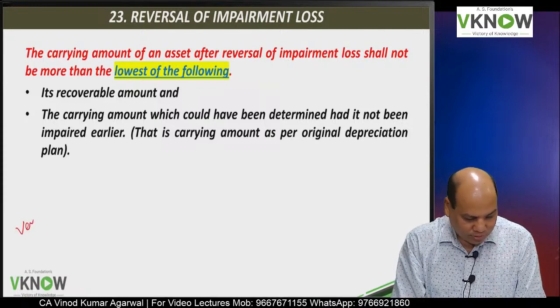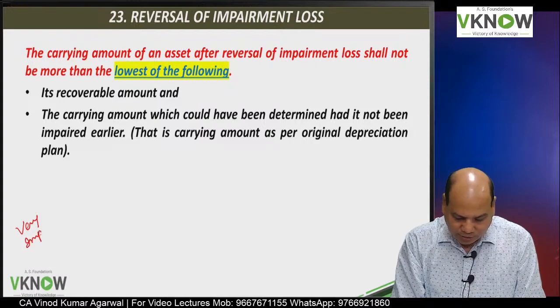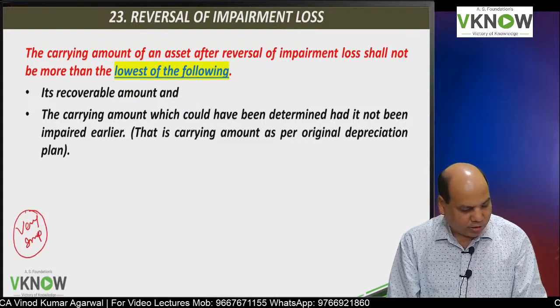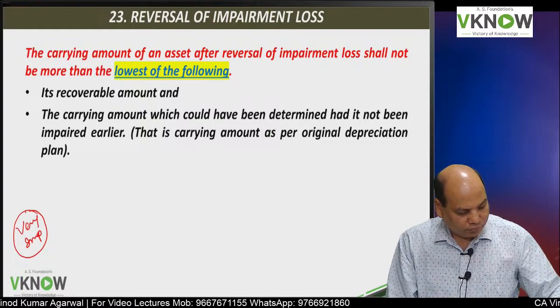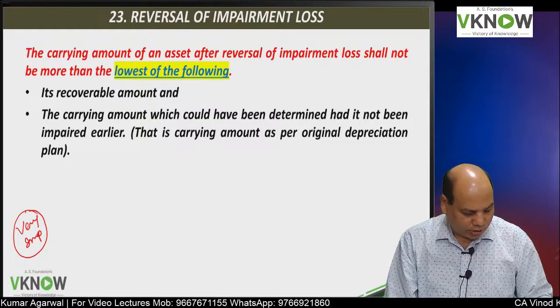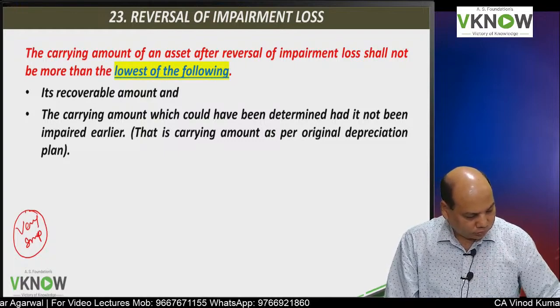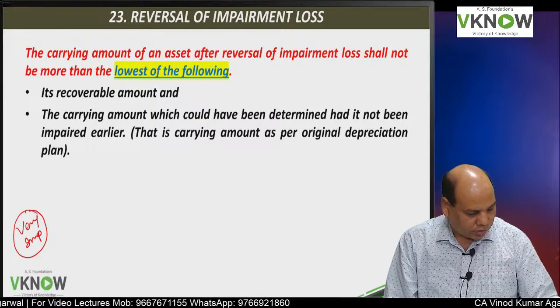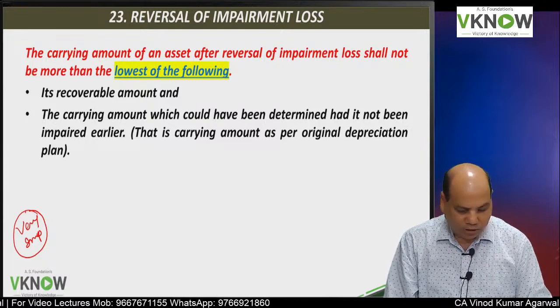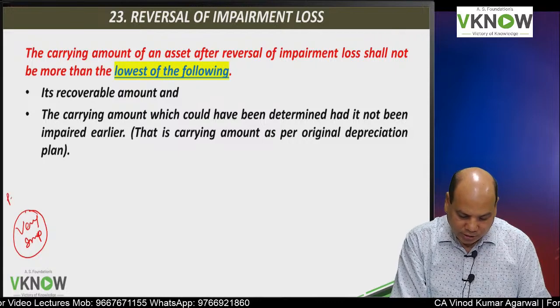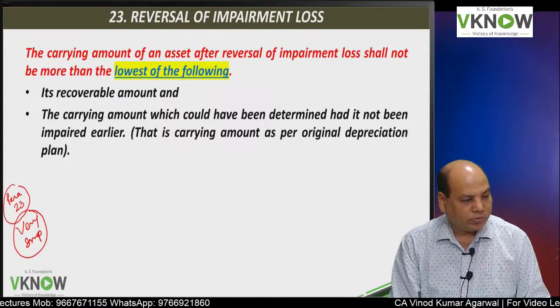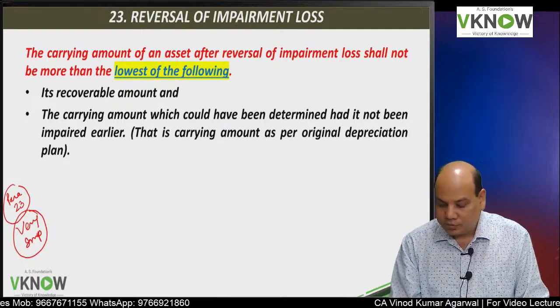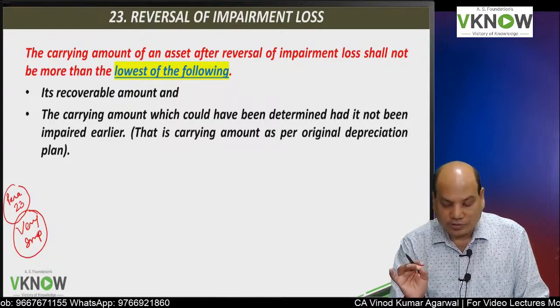So first, tick mark it as very important. Tick mark paragraph number 23, very important. Para 23 of our notes. We can reverse the impairment loss, but there is a limitation.